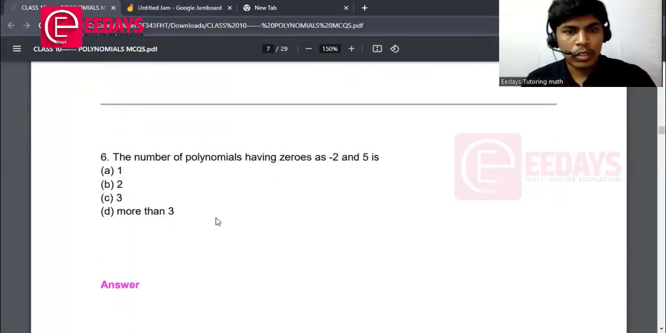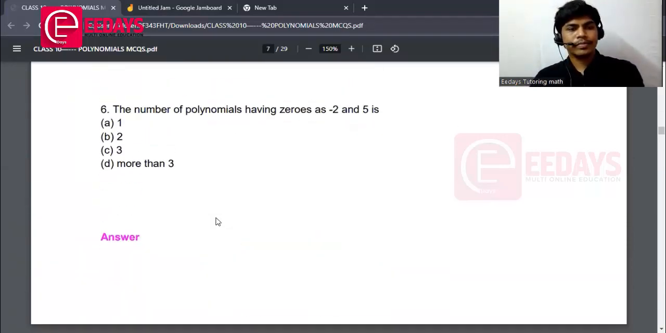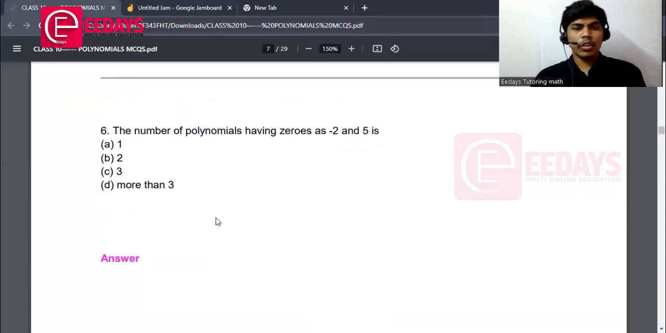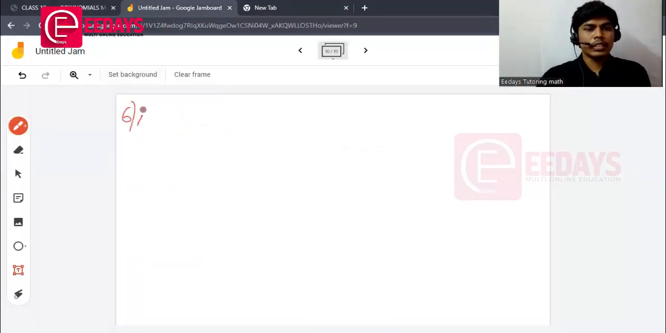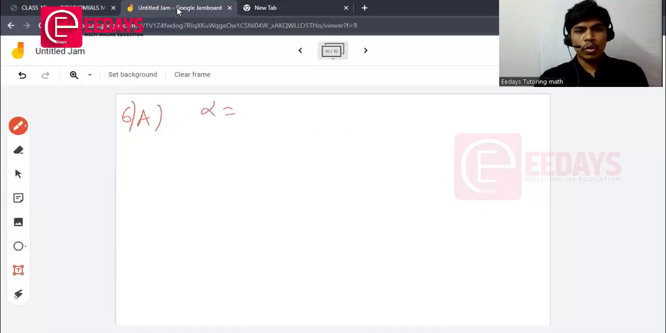Let's move on to the next question. The polynomial equation having zeros minus 2 and 5, how to solve this one? The given zeros are minus 2, 5. Let us substitute in the general standard form. Here alpha is equal to minus 2 and beta is equal to 5.